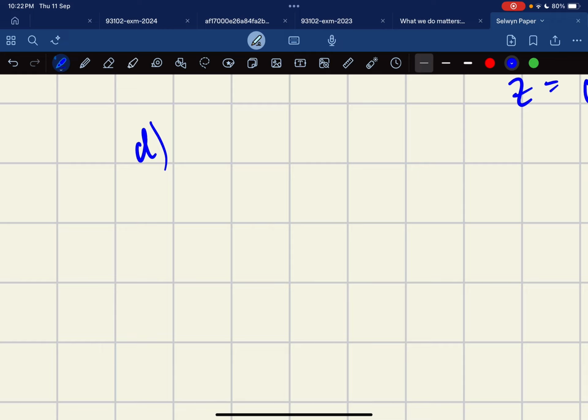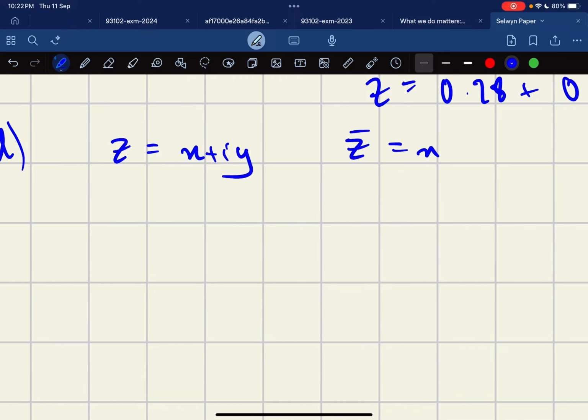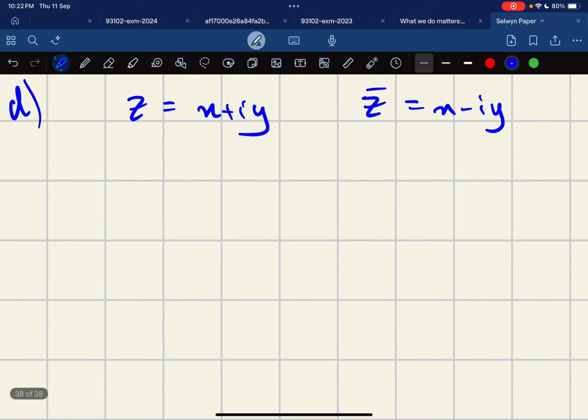Write an expression to represent the resulting complex number z over conjugate of z, where z equals x plus iy. Give your answer both in rectangular form and polar form. Okay, so you have z equals x plus iy. So the conjugate of z is x minus iy. So then z over its conjugate is going to be x plus iy over x minus iy.